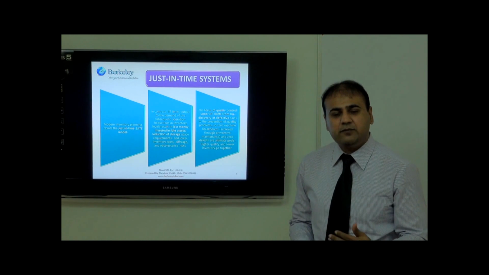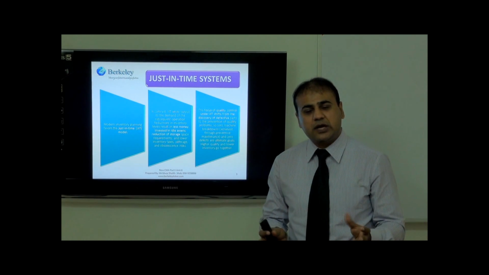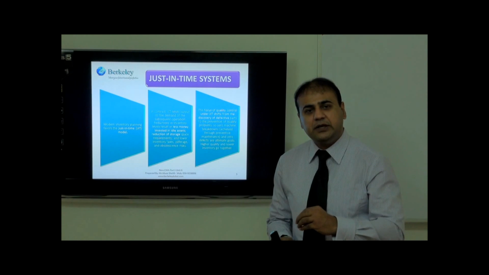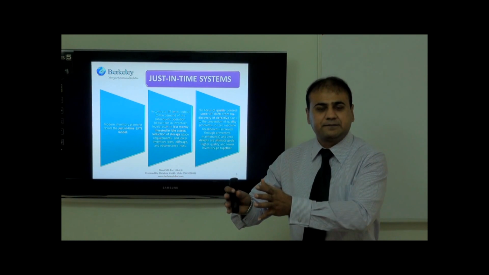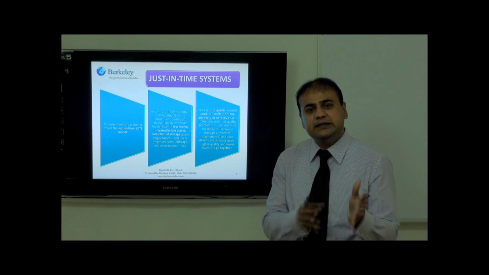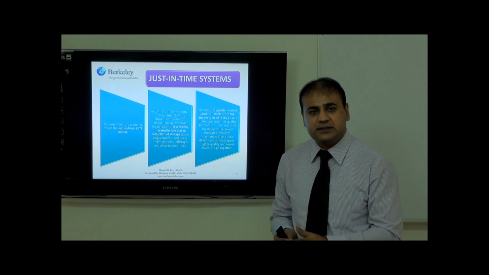Gradually, this concept came up: why build up such a stock, put the company's investment in it, and block it somewhere? To reduce this, the just-in-time inventory system originated.